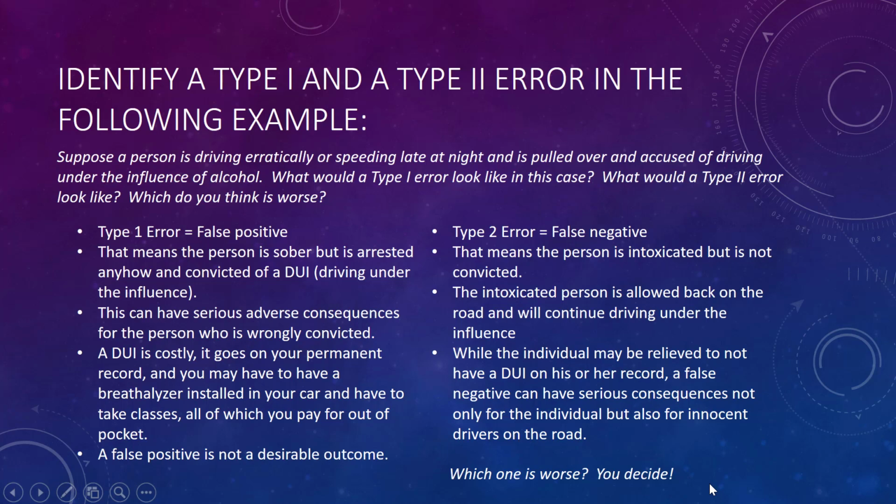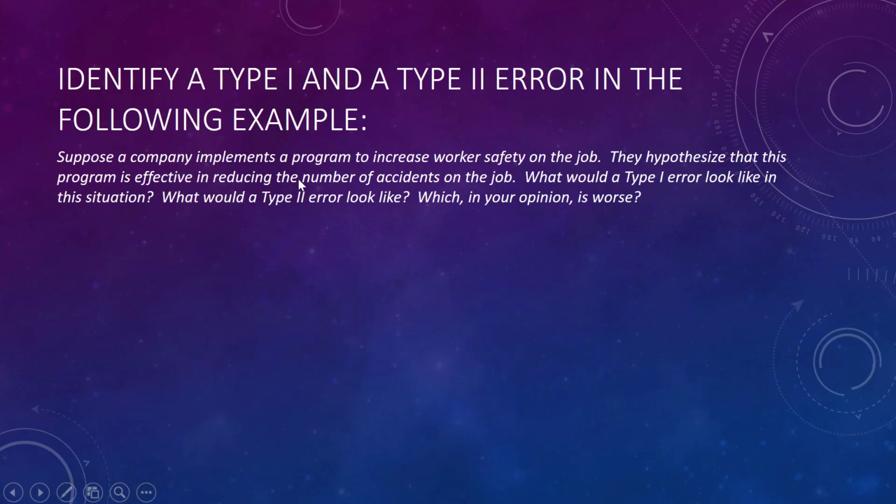Let's look at another example. Suppose a company implements a program to increase worker safety on the job. They hypothesize that this program is effective in reducing the number of accidents on the job. What would a type 1 error look like in this situation? What would a type 2 error look like, and which, in your opinion, is worse?